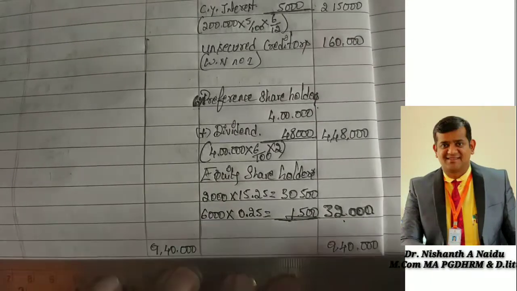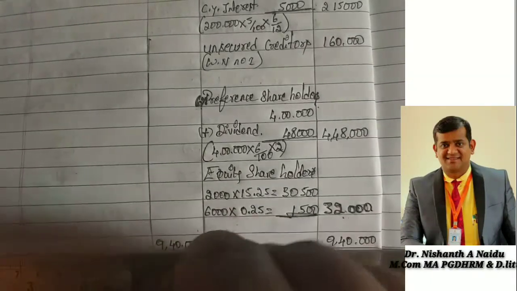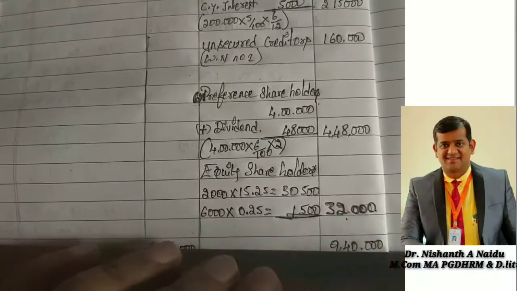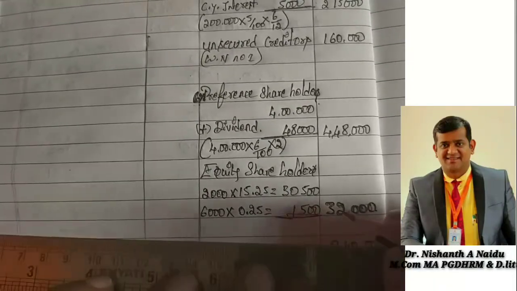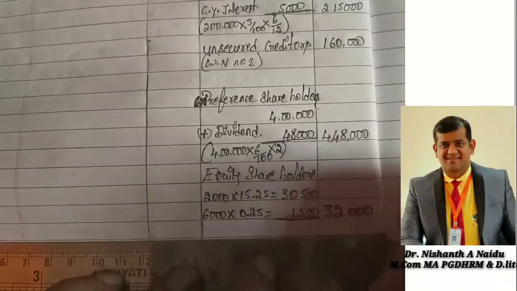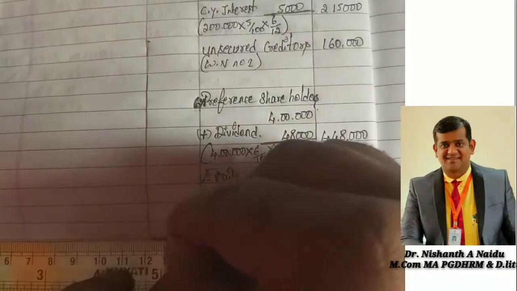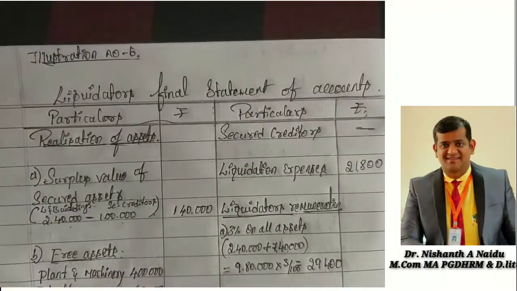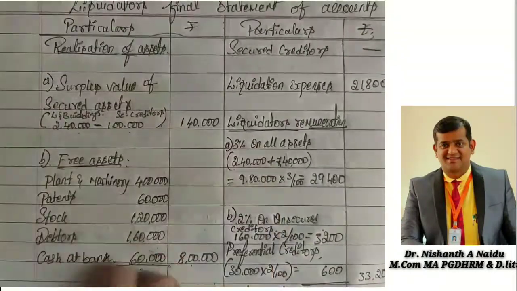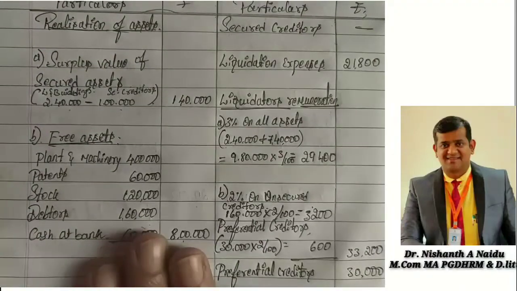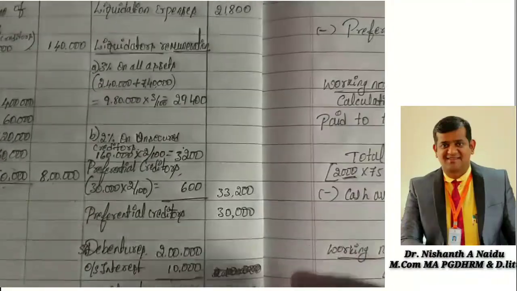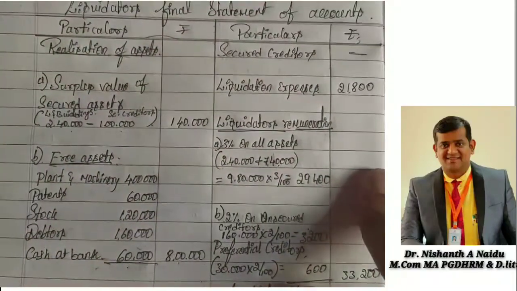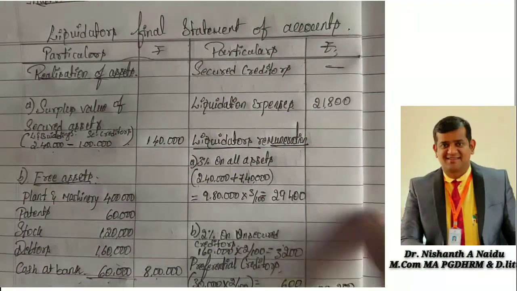So this is what I was telling: this is a bit more advanced than the previous problems you have solved. I'm closing this table, so we are done with the solution part. You will have more clarity. I have recorded all the assets realized, and then all the payments which we have made.